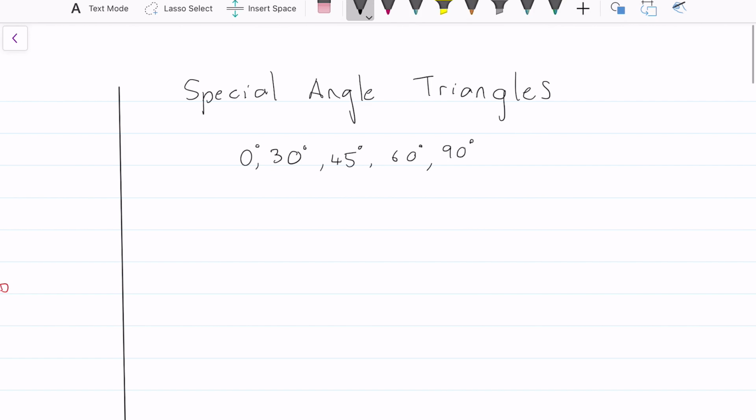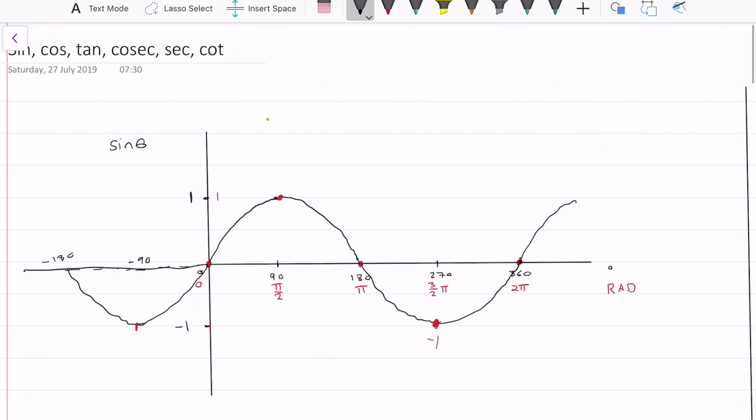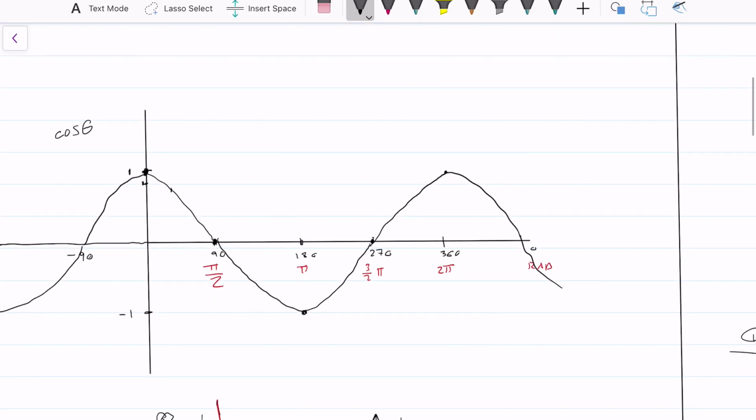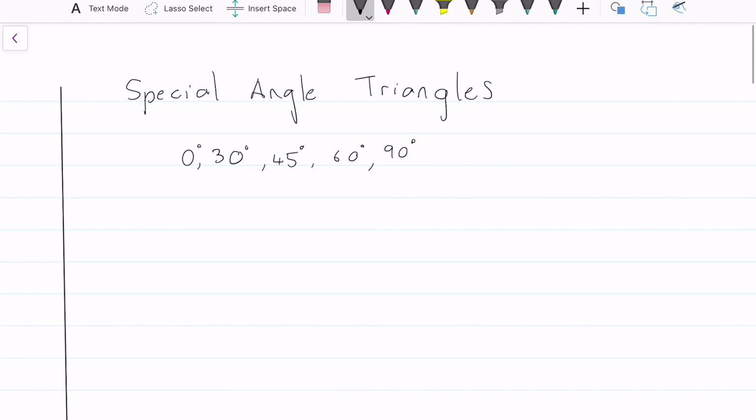The special angle triangles we get from the relationship that we have here of sine and cos graphs, as well as a unit circle. So what is a unit circle? A unit circle is a circle where the formula is x squared plus y squared equals 1. So essentially a circle with radius equal to 1.